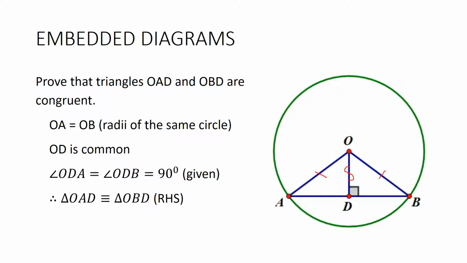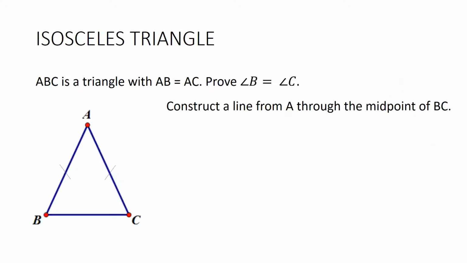Therefore, triangle OAD is congruent to OBD. Reason: right angle, hypotenuse, side. Now we can use our congruence proofs to actually prove geometrical facts about different shapes.